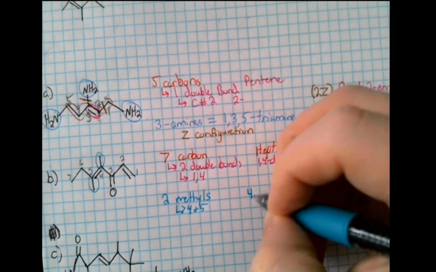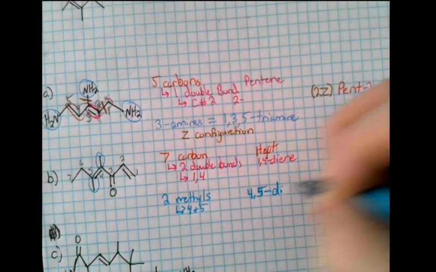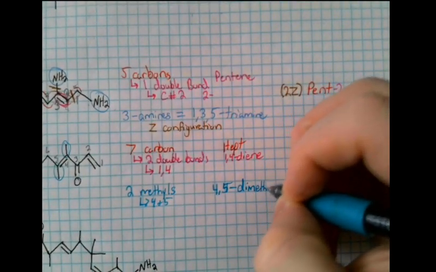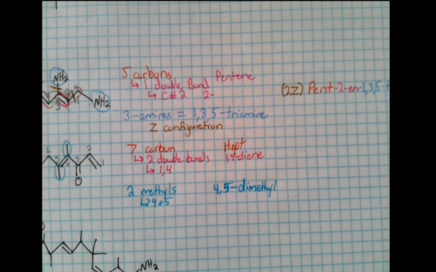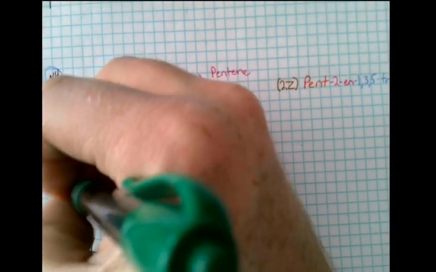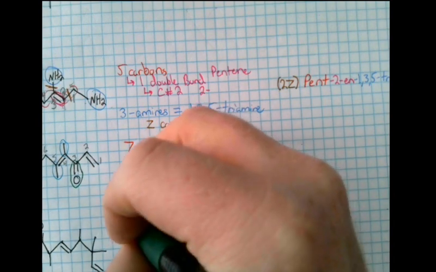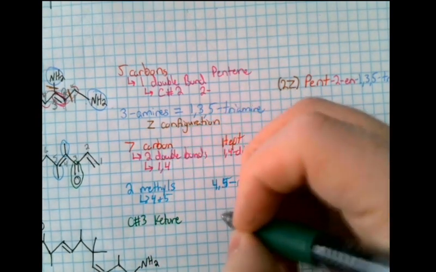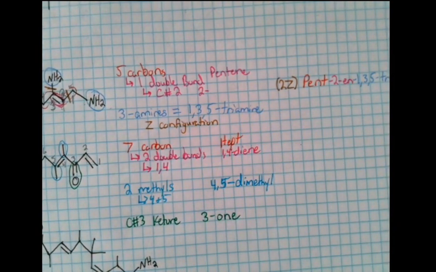So that'll be 4, 5 dash di, because remember you have to include the fact that it's 2, so it'll be dimethyl. And then that only leaves, what other color I got? There we go. That only leaves this guy right here. So that is on position number 3. There is a ketone. So that means our ending is going to change to 3-one.